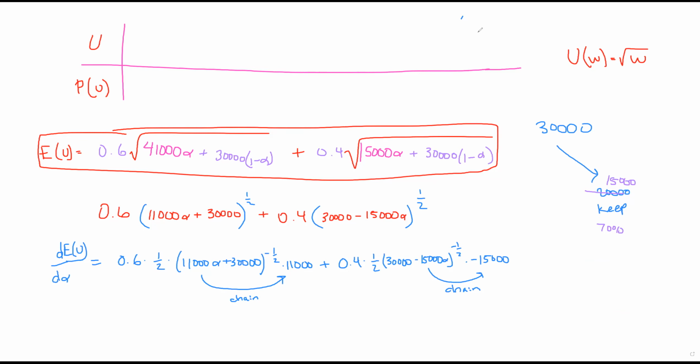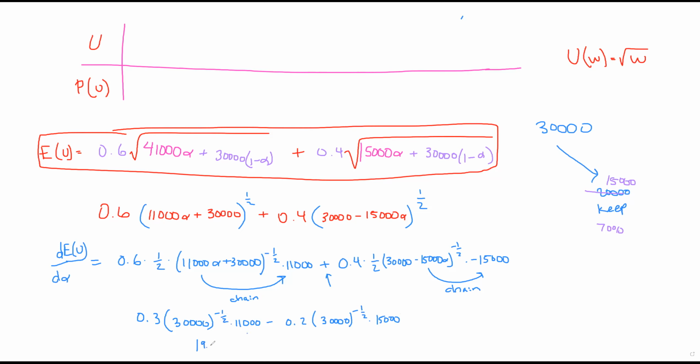At this point, I don't think there's any value in simplifying this expression. I just take a calculator and plug in 0. When I plug in 0, I get 0.3 times 30,000 to the negative 1/2 times 11,000, minus 0.2 of 30,000 to the negative 1/2 times 15,000. I just moved the negative from the 15,000 out in front to replace that plus. So I get 0.3 times 11,000 times 30,000 to the negative 1/2.